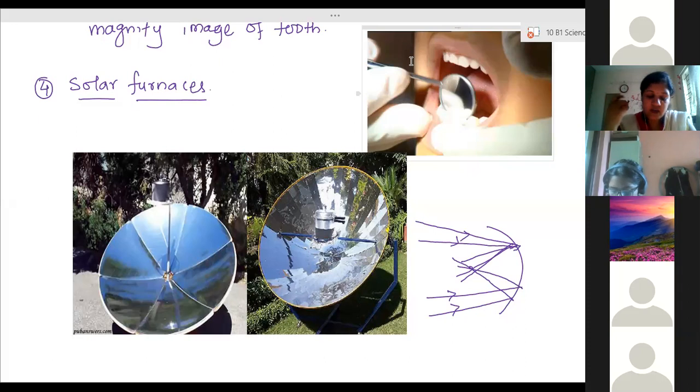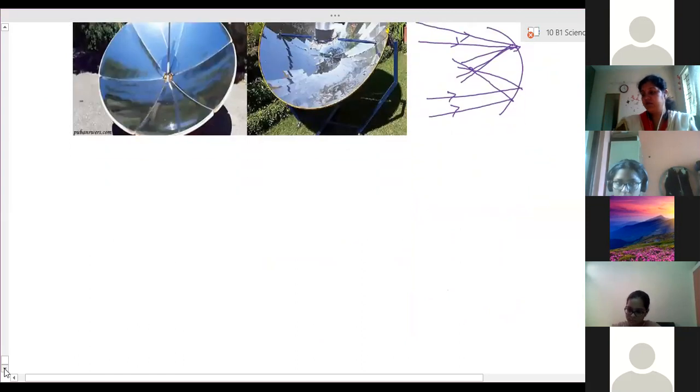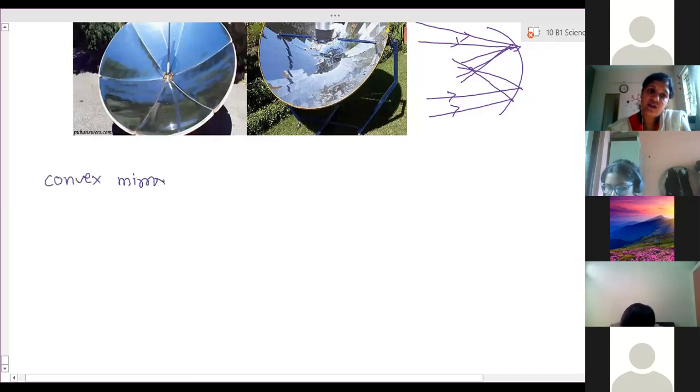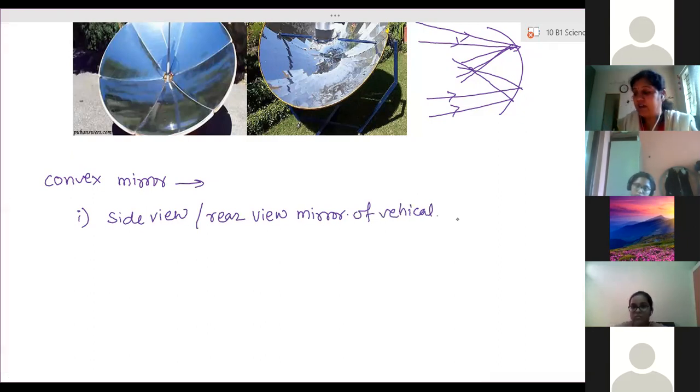Okay. Now convex mirror, only 2 uses. More important is the rear view mirror of a vehicle. Convex mirror is used first in the side view or rear view mirror. Rear means back side. Rear view means back side. Rear view mirror of a vehicle. Why? Here the question is always asked why we use a convex mirror.